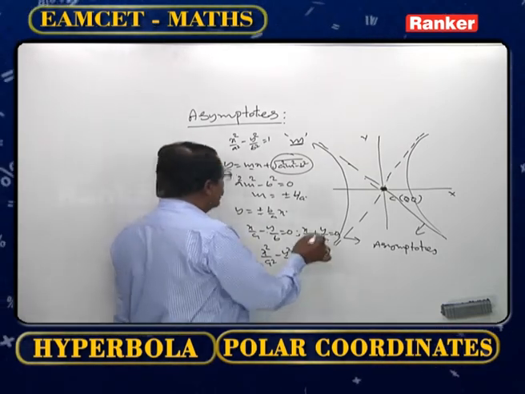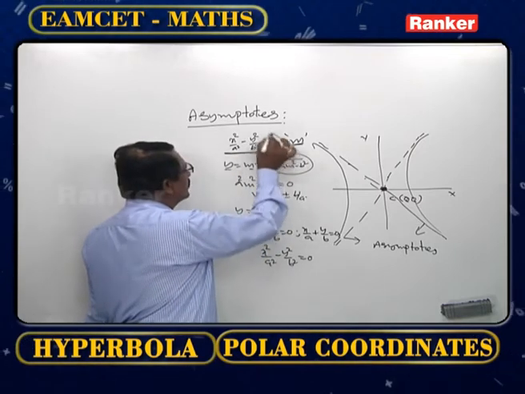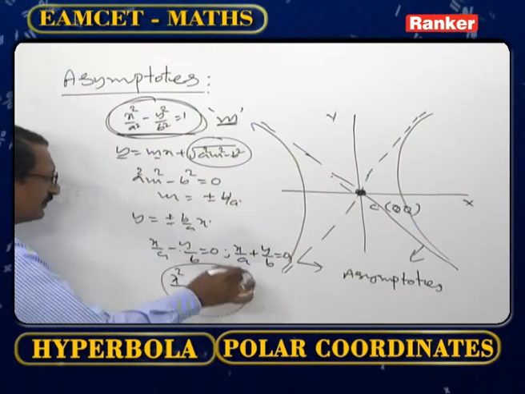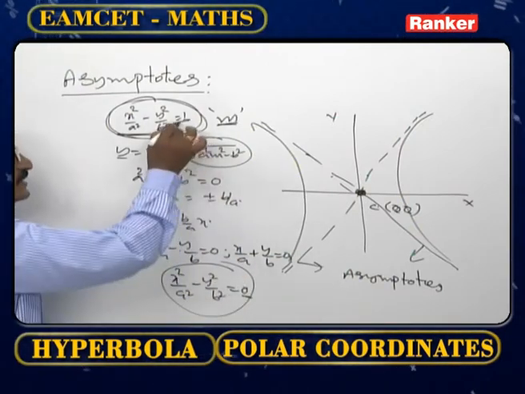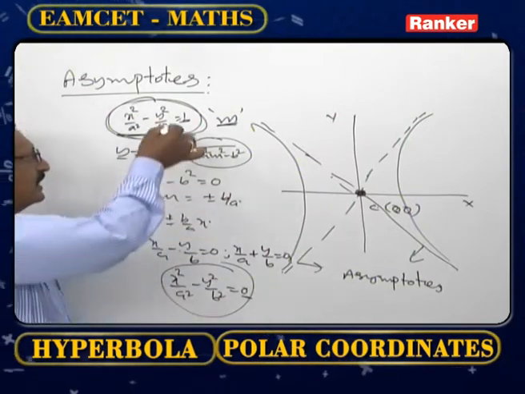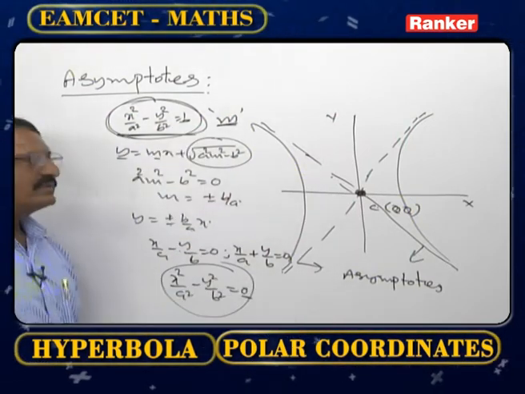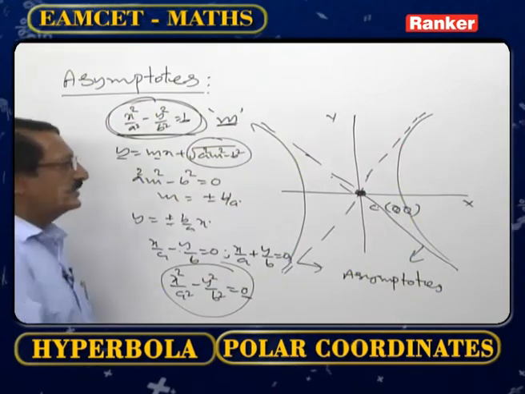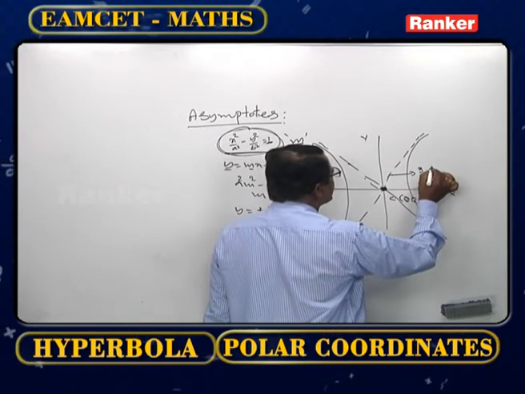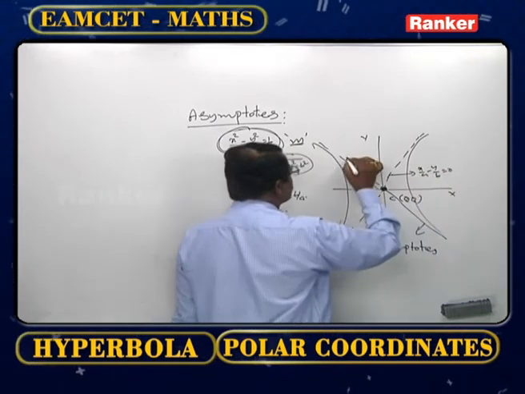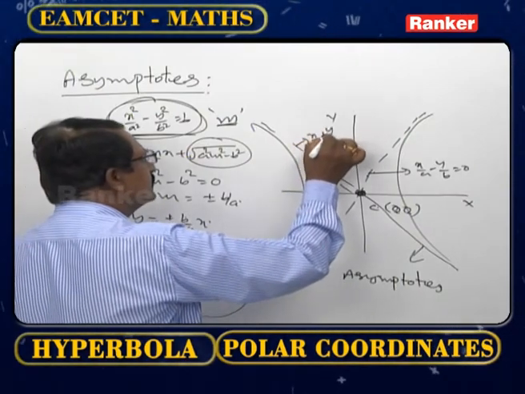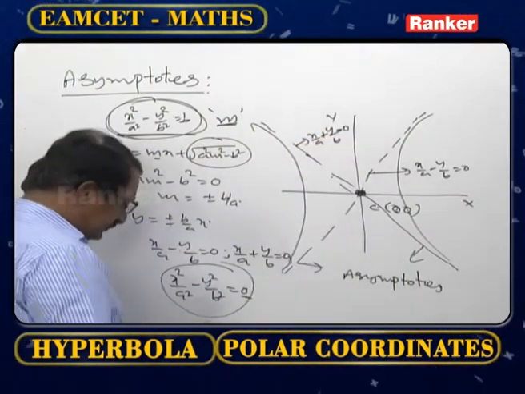Now always the equation of the hyperbola and the equation of its asymptotes differ only by a constant. One asymptote equation is x by a minus y by b equals 0, and the second asymptote is x by a plus y by b equals 0.